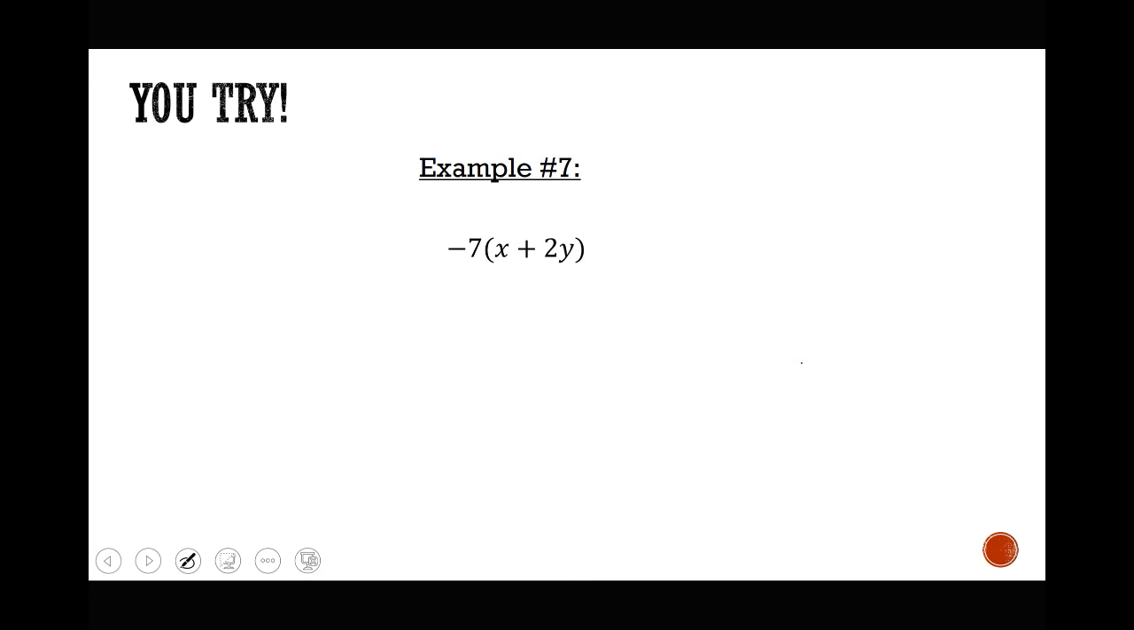Okay, so hopefully you've worked through that one. And this is what you should have. Negative 7 times x is negative 7x. Negative 7 times positive 2y would be negative 14y. Hopefully you stopped there because those are not like terms. They have different variables, so we have to leave it alone. It's as good as it gets. So hopefully you got that one right and you are now ready to practice the distributive property.